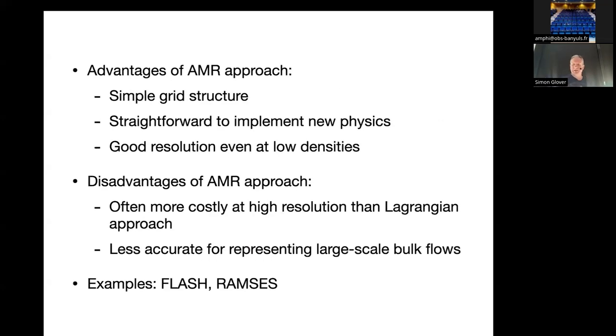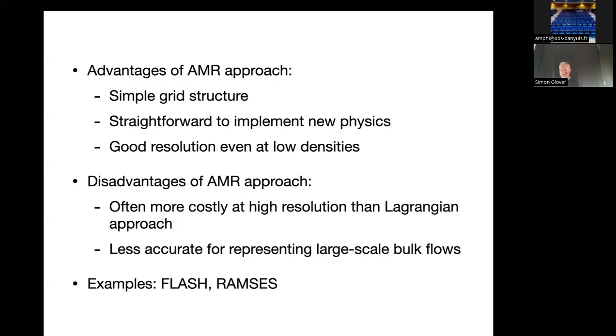Okay, so the advantages of this approach is that the grid structure is relatively simple. I mean, the fixed Eulerian grid is extremely simple, but even the AMR grid is relatively simple. We know what our neighbors are. It's relatively easy to implement new physics in Eulerian codes. Another advantage, which is perhaps a bit less obvious, is you can get good resolution even at low densities, because our minimum resolution is fixed by our coarsest grid. So as long as we take that to be reasonably fine, then that is the worst we're going to get.